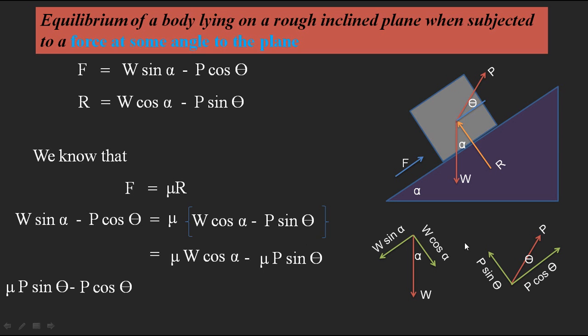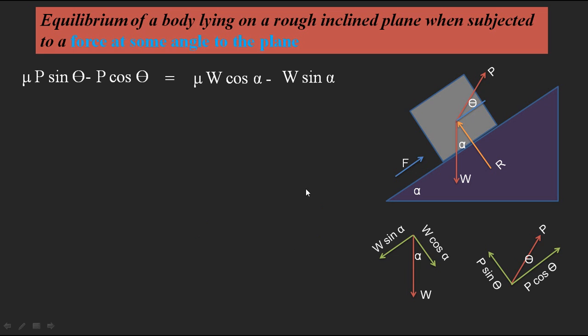Here the mu P sin theta, which is on the right side, we have taken to the left side, so automatically it becomes positive. And here already minus P cos theta is there, as it is we need to write minus P cos theta. And next we need to write mu W cos alpha, the remaining element, and when we take this W sin alpha to the right side, then it becomes minus W sin alpha. Okay, so now go to the next slide with the same step.